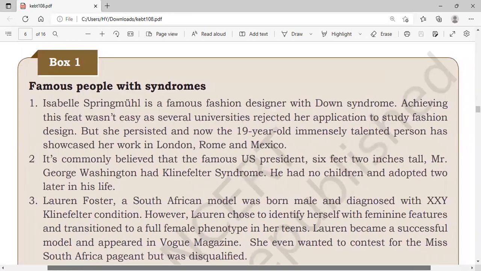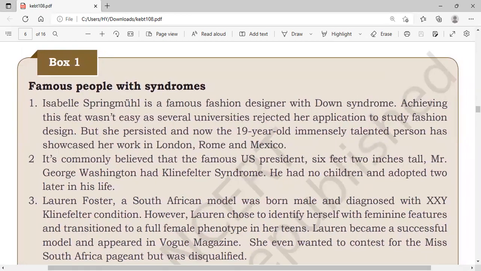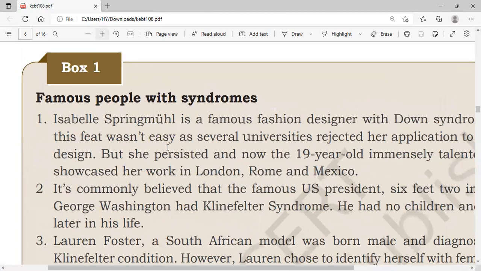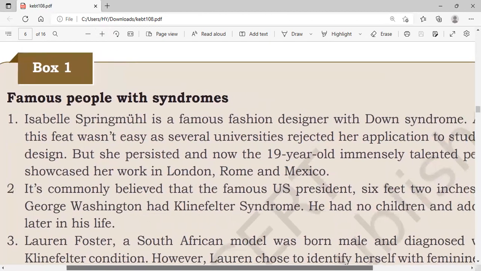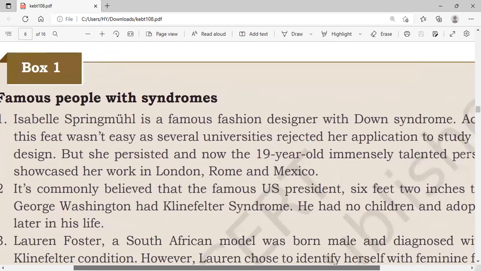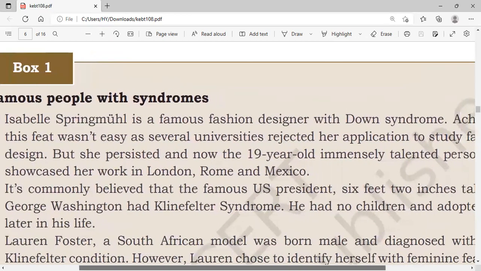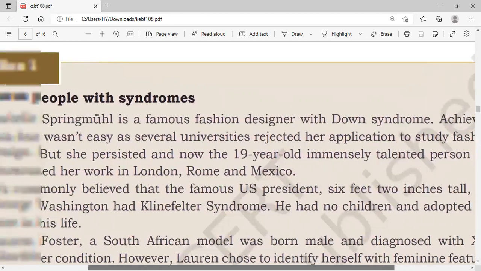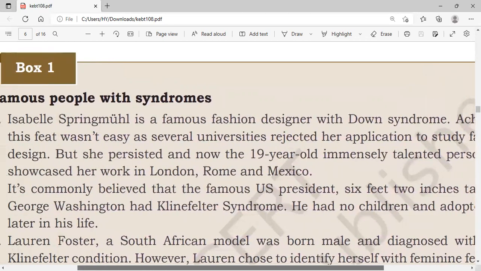It's commonly believed that the famous US President, 6 feet 2 inches tall, Mr. George Washington, had Klinefelter syndrome. He had no children, and adopted two later in his life.